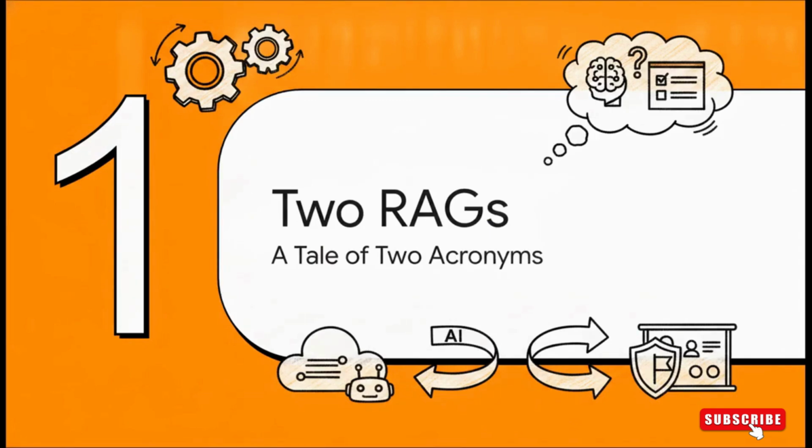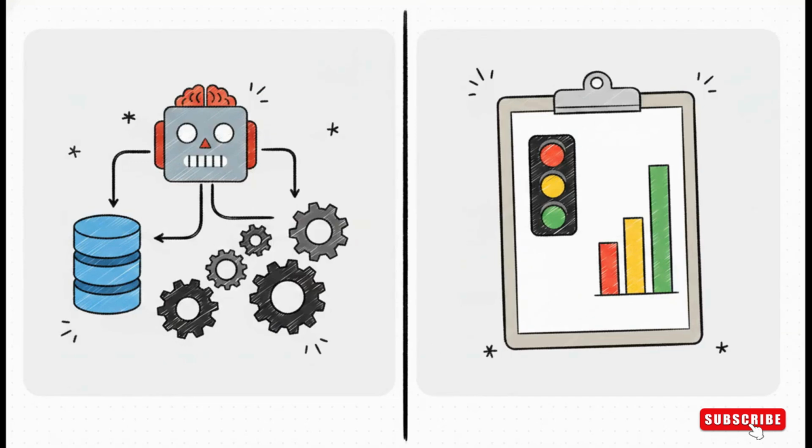All right, Section 1, A Tale of Two RAGs. Let's just resolve this acronym ambiguity right out of the gate. The corporate world is literally split right down the middle here. For AI developers, RAG means Retrieval-Augmented Generation, but for project managers, it stands for red, amber, green. Same exact letters, wildly different applications.